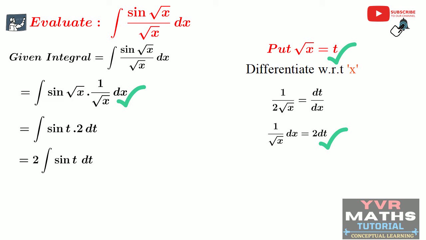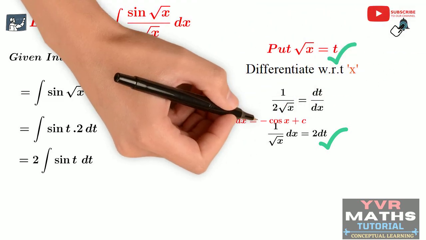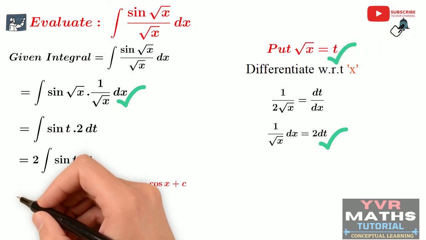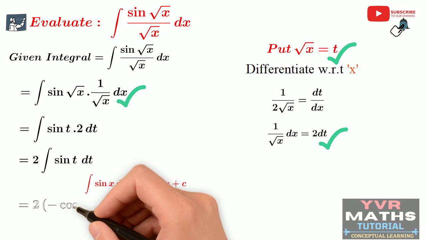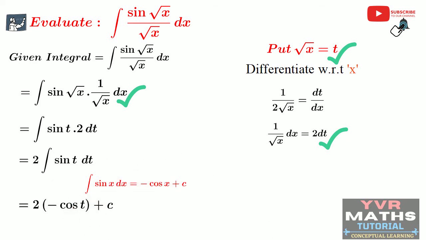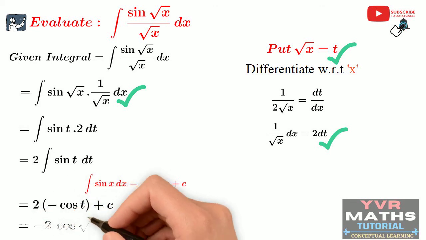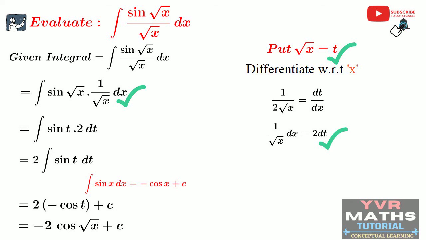So we know the standard integral formula, integral sine x dx. By using this standard integral formula, what will we get? See here in the next step, 2 into minus cos t plus c. Now replace the new variable by the original variable in the answer. So what is the new variable here? T. And what is the original variable function? Root x. So in t place, if we substitute root x, then the final answer is minus 2 cos of root x plus c. This is the final answer for the given integral.